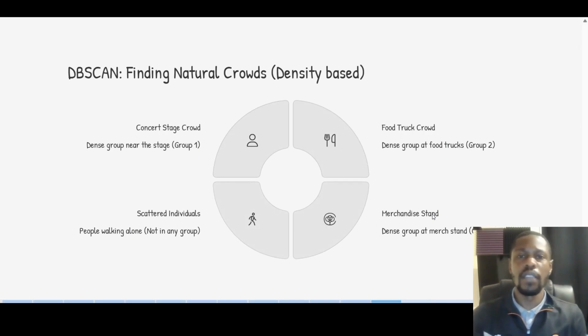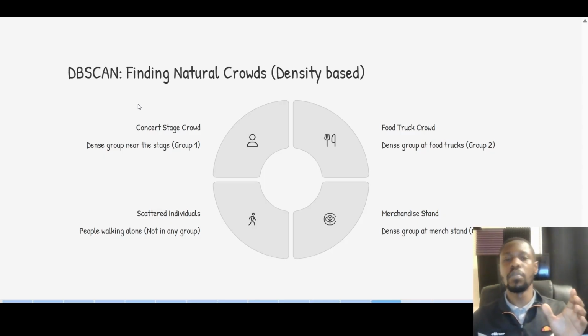So our third and final method for clustering is something known as DBSCAN, otherwise known as density-based scanning. We have an example where we want to group people at a concert, and we want to find the natural crowds that are occurring at this concert.